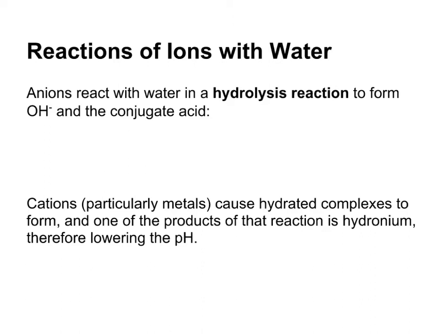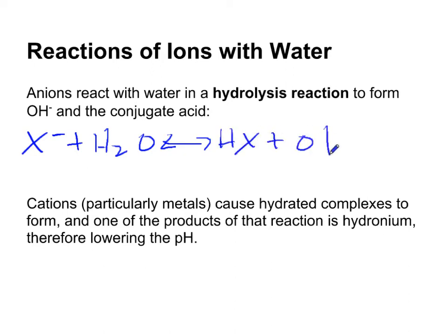Anions react with water in a hydrolysis reaction to form hydroxide and the conjugate acid. So anion X, negative charge because it's an anion, plus water is going to split this water, break it apart. That's what makes it a hydrolysis reaction. It is going to produce the conjugate acid HX and the hydroxide ion. So the important thing to remember here is that anions make solutions basic because they produce hydroxide ion.